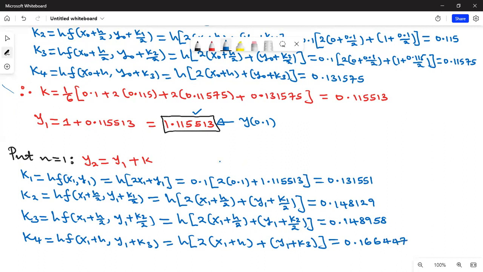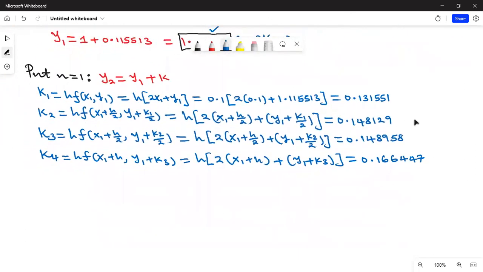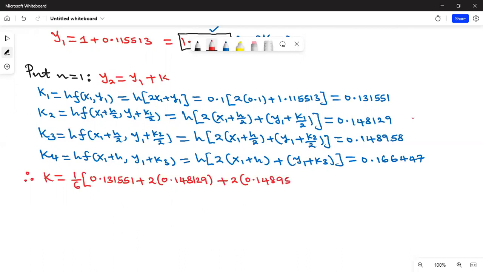166447. So with these values, now we can find k. Let's compute k. So you can write here that therefore our k is equal to 1 over 6 into k1, that was 0.131551, plus twice of k2, 0.148129, plus twice of k3, 0.148958, then plus k4, 0.166447.